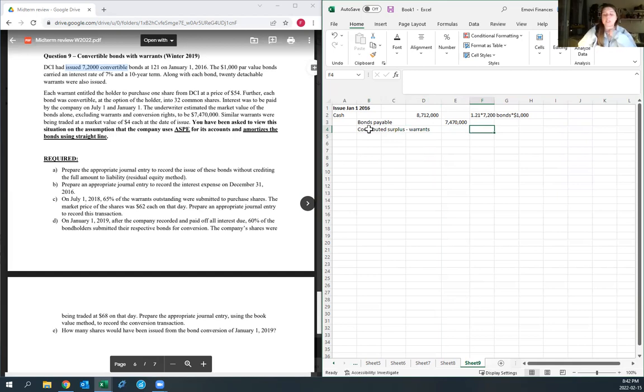So here, the number of bonds is 7,200. There is how many warrants? Oh, there are 20 warrants per bond. And the market value of the warrants on that date was $4. So that gives us a contributed surplus for the warrants of 576,000. And then we're going to record our contributed surplus, conversion rights, for the difference between my debits and my credits. So it's a plug amount. Even if you didn't have the warrants, it would just be a plug amount between your cash and your bonds payable.